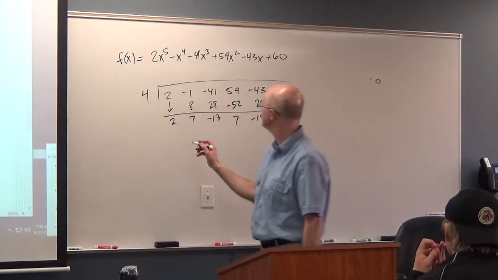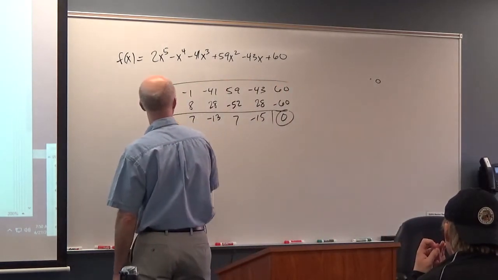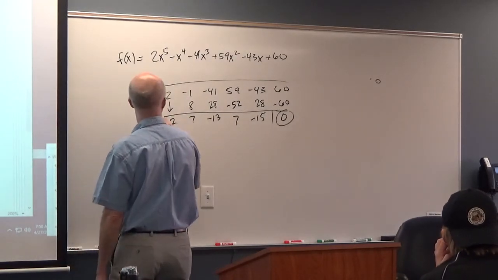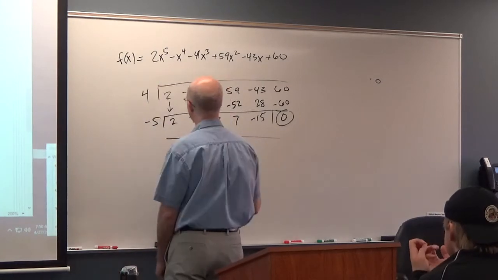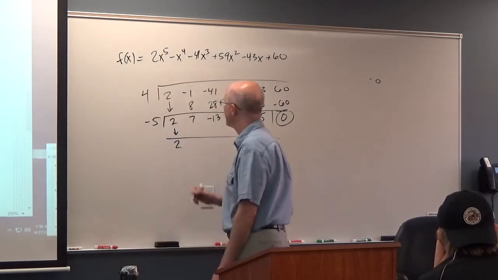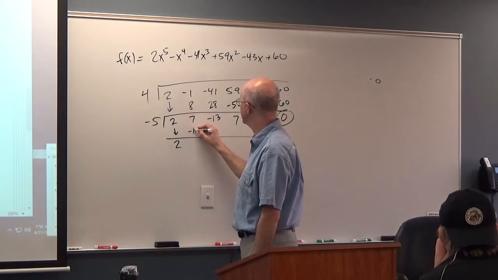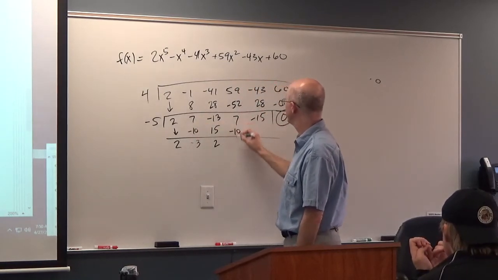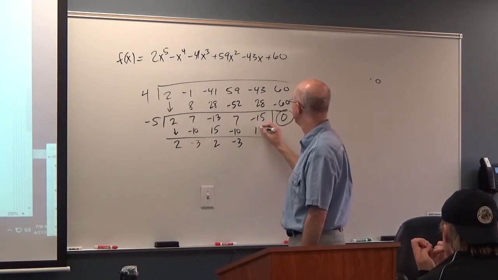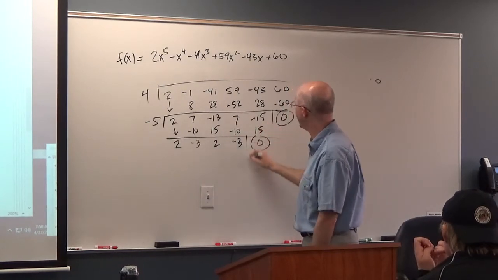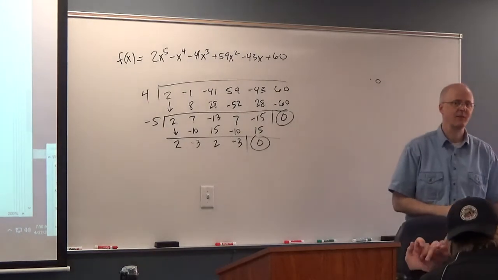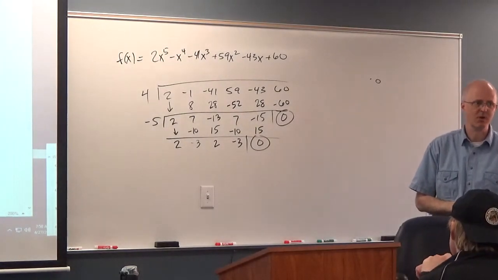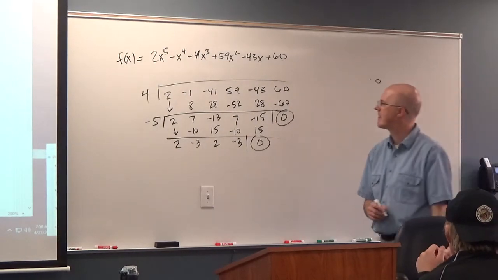And I can keep going. One nice thing about synthetic division is you can just continue your diagram here. It looks like perhaps negative 5 is a root. Multiply, negative 5 times 2 is negative 10. Add, multiply, add, multiply, add, multiply, add. Get 0 again, yay! That remainder is 0. Negative 5 is a root. X plus 5 is a factor.